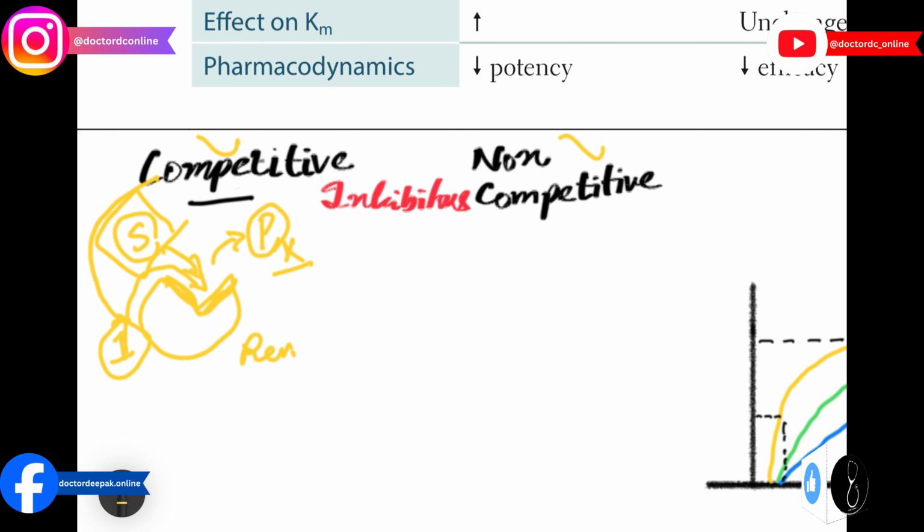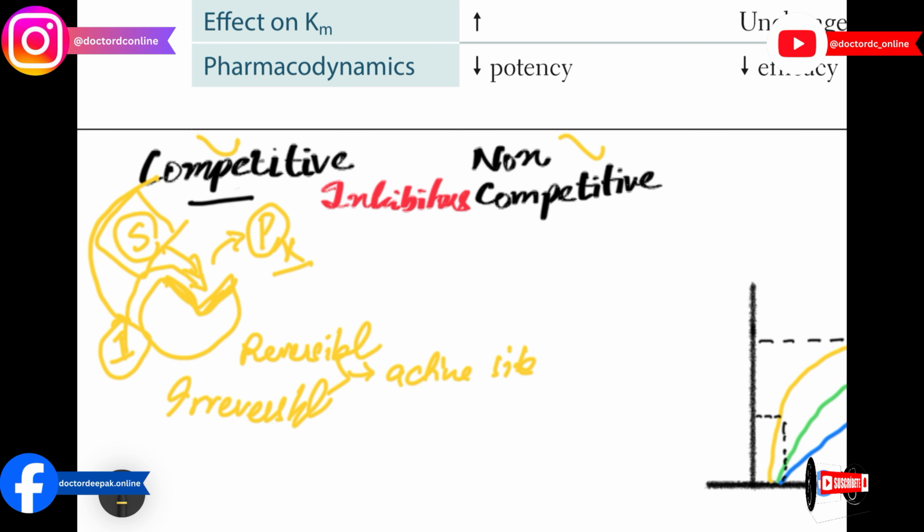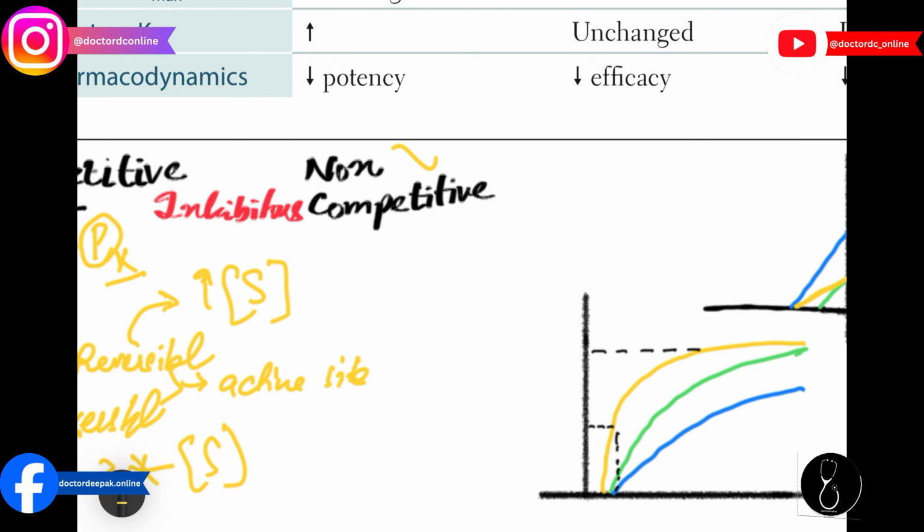Reversible and irreversible. Both are going to attach to the active site, but the reversible can be knocked out by adding more substrate, or increasing the concentration of substrate. But irreversible can't be knocked out by adding more substrate or increasing the substrate concentration. Okay? And what is a non-competitive inhibitor?